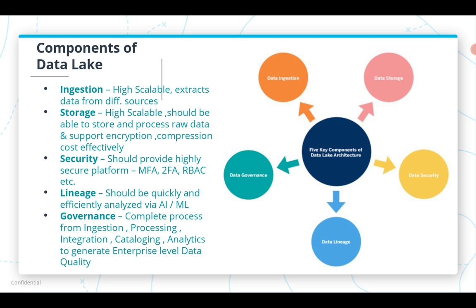Storage is a highly scalable layer which helps in the storage of the processed data from the ingestion layer, and it also helps in encryption and compression of the data in a cost effective manner. Security layer is one which helps in applying various security capabilities like MFA, 2FA, RBAC, etc. Data lineage is mostly an analytical layer which helps us apply all the AI ML models on top of the stored data.